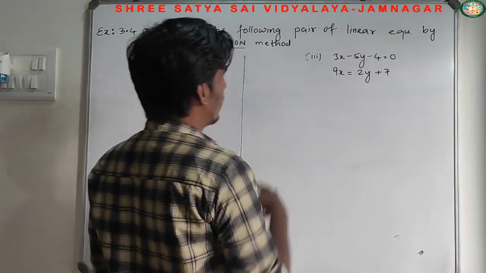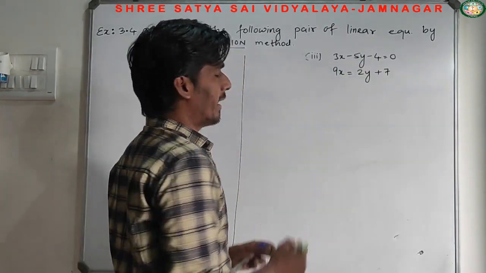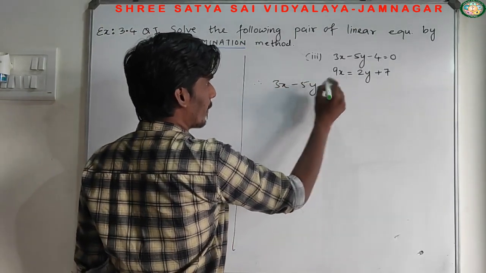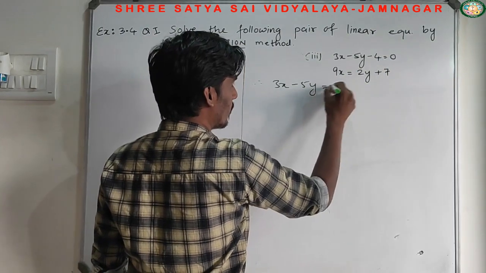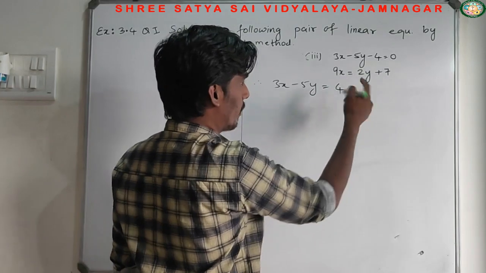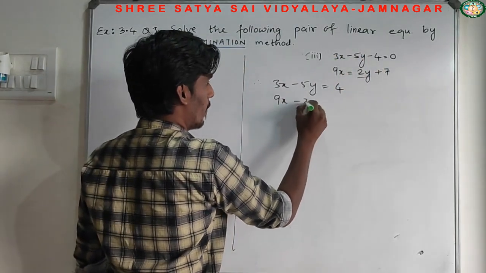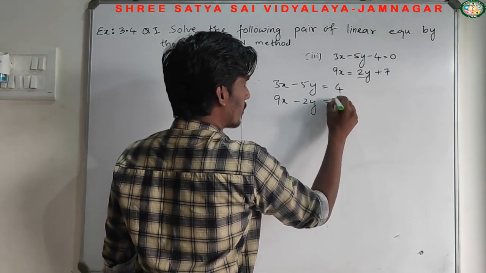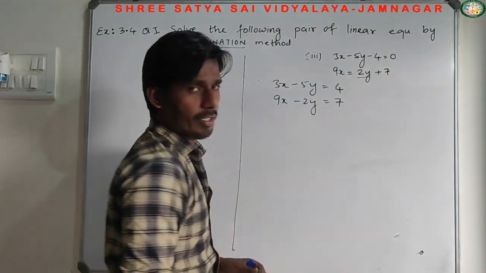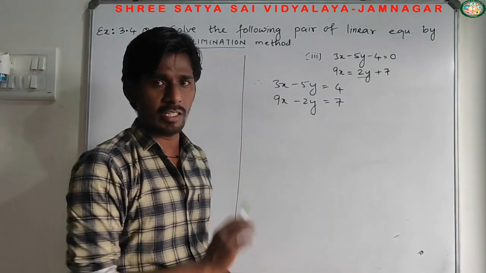First of all, if you look at the equation 3x minus 5y minus 4 equals 0, first of all write it down in a proper way, or in short, 3x minus 5y. If I take this minus 4 on that side, this is 4. Now this is not in standard form, so I'll take this minus 2 on this side. So 9x minus 2y equals what? 7. So here I just changed the form. I brought 2y here and moved minus 4 there. So I got the equation in a normal form.